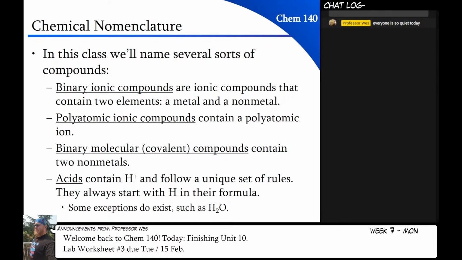The first two sort of go into the same category because they're both ionic and they follow the ionic rules. But the other ones have their own different sets of rules. So we've got ionic rules for the ionic compounds. We've got molecular compounds, which will follow different rules. And then finally, acids follow their own set of rules that are a little bit more convoluted.